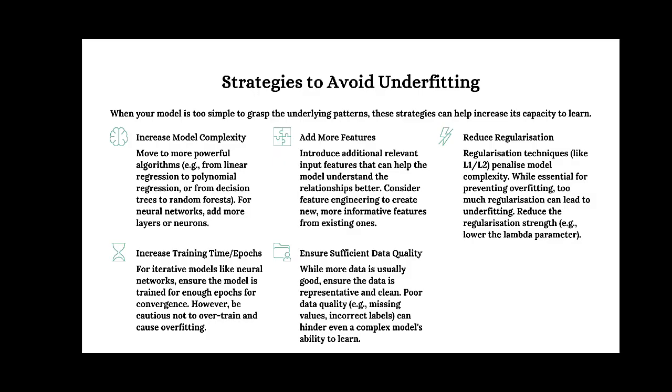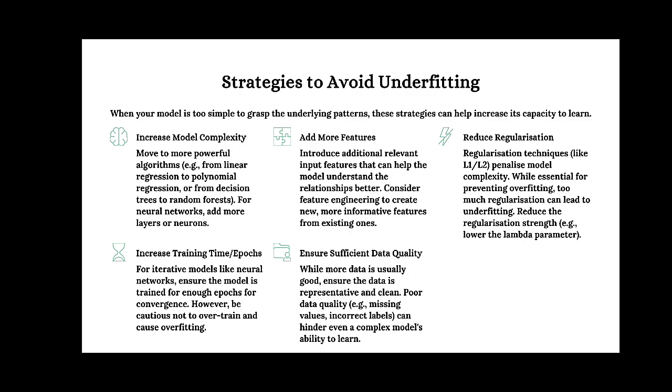Then the strategies to avoid underfitting. Once we have diagnosed underfitting, how do we fix it? When our model is too simple, we need to increase its capacity to learn. Here are the key strategies. First, increasing model complexity. This is the most direct approach. We can switch to a more powerful algorithm, like moving from linear regression to polynomial regression, or from a single tree to a random forest. For a neural network, we can add more layers of neurons.